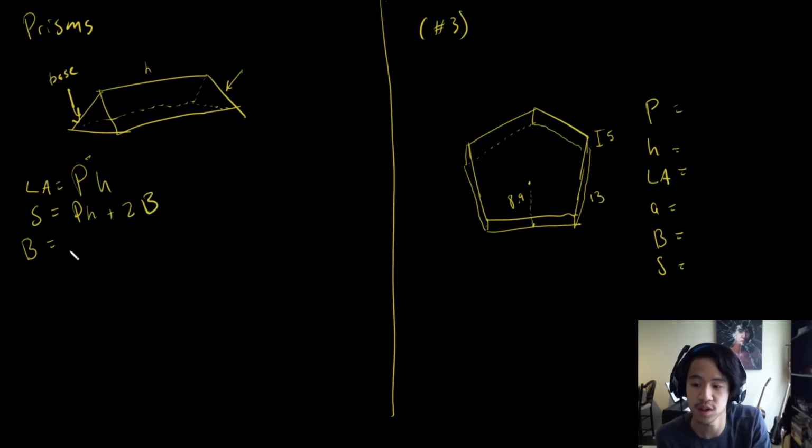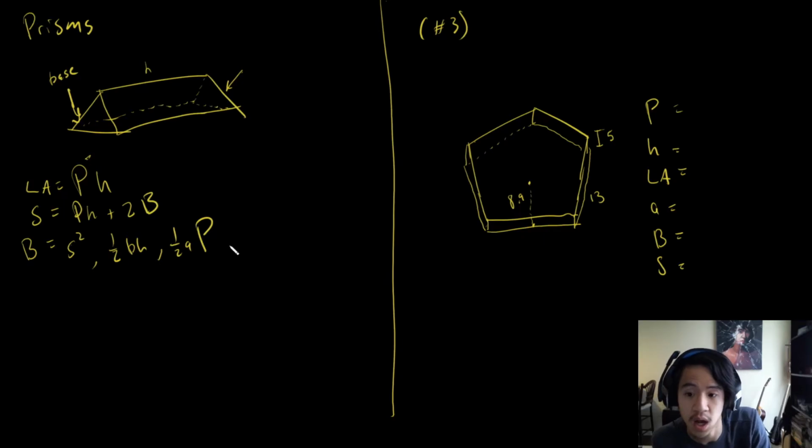And the base, you're just going to find the area of the base. So this could be side squared if it's a square. It could be 1/2 base times height if it's a triangle. It could be 1/2 AP, we learned a couple weeks ago. It could be a lot of things. So you just have to find that area of the base.